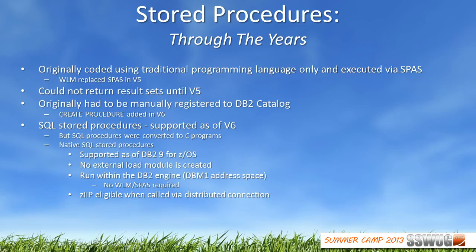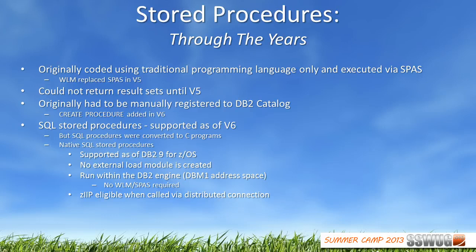Now, I mentioned initially stored procedures were not the full-fledged, full-functionality implementation they are today as of version 10 in DB2. Originally, you could only code them in a few high-level languages. COBOL was the predominant one that was used. There was also this thing called a SPAS, or stored procedure address space. All the stored procedures ran there. And the reason for that was because they didn't want your code running in a DB2 address space, so that your code would not bring down DB2.